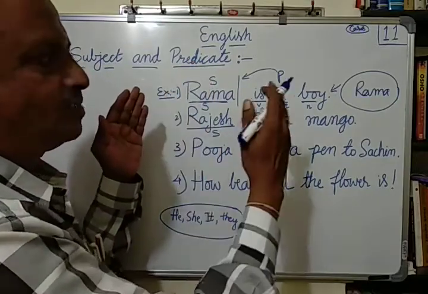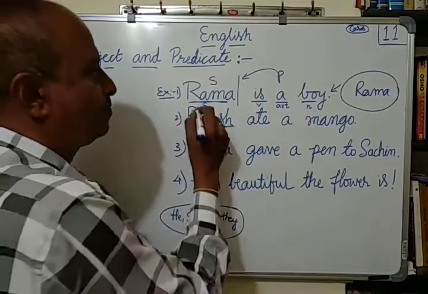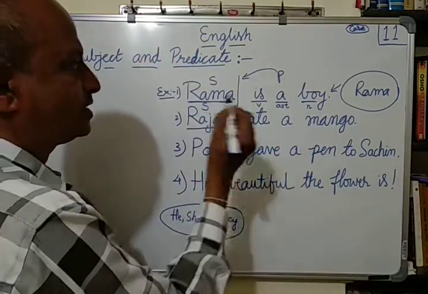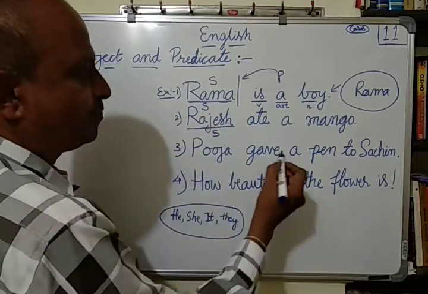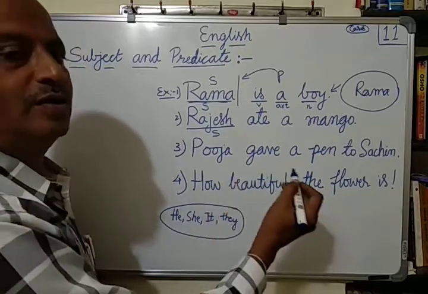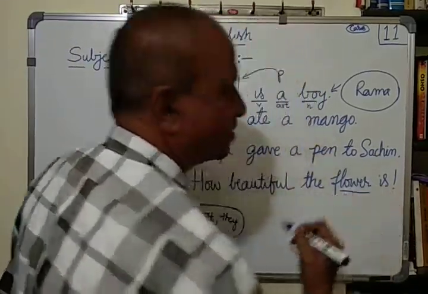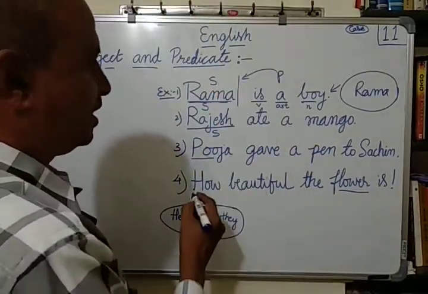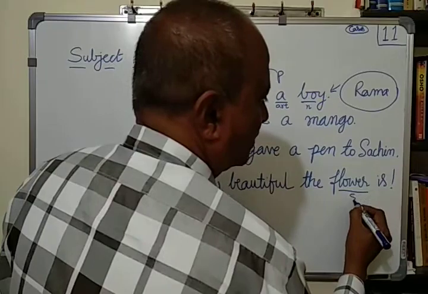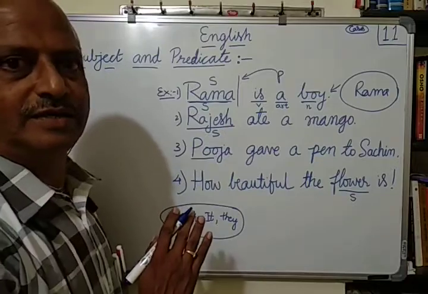That means the sentence as a whole is concerned about this subject. This sentence is concerned about Rama. This is concerned about Rajesh. In the third example, this sentence is about Puja. And in the fourth, it is about the flower. Puja is the subject here and flower is the subject here. Now, watch this. In example number 4, the subject appears at the later part of the sentence. But in other sentences, it is in the beginning of the sentence.